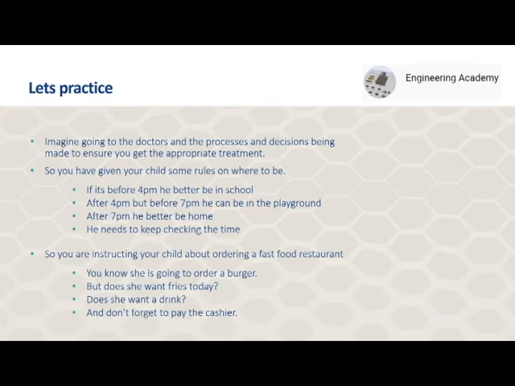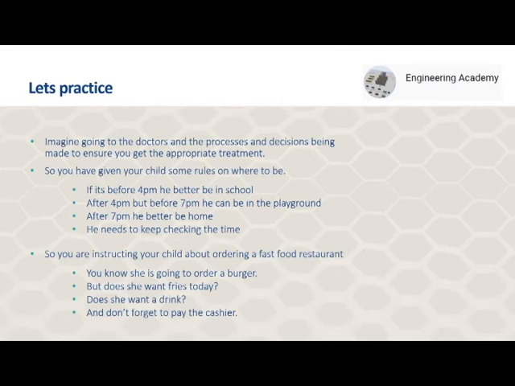I think you're best learning by doing. Here's a couple of things you might want to have a try at. Get a piece of paper, and have a go at one, two or all of these before you look at the next presentation. So imagine going to the doctors, and what do you think the processes and decisions being made to ensure you get to the appropriate treatment? So have a think, you go through the door, who's making the decisions? You go to a counter or you go to a nurse. They want to make sure that there's a doctor available. And have a think, what do you think a flowchart would look like for that sort of scenario?